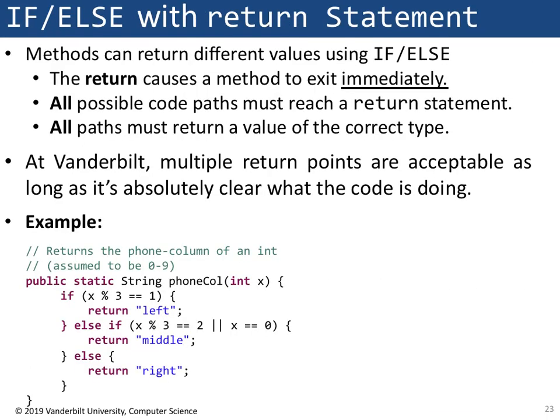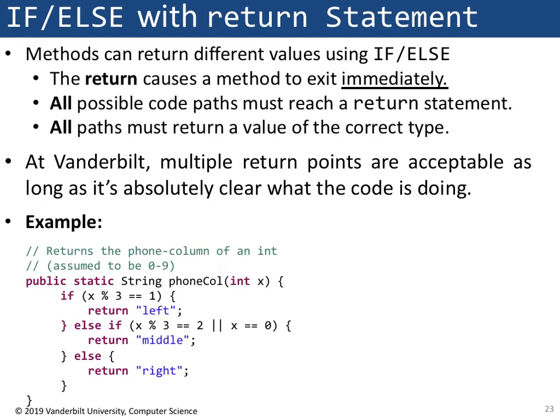So one of the key uses of if-else branching or conditional structures in a program is to return different values. So remember, the return statement is going to cause a method to jump back to the calling statement immediately. So anything past that return is going to remain unexecuted. So for Java to compile, you have to have all possible code paths reach a return statement if you have declared the method to have a return value. So all paths must return a value of the correct type as well.